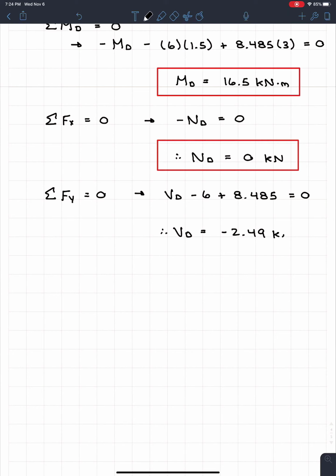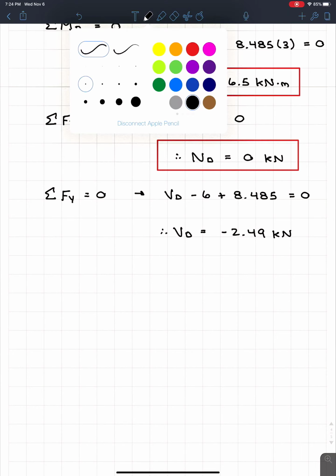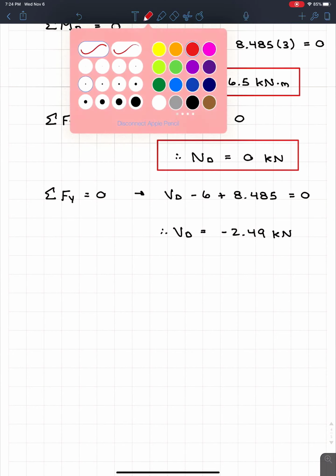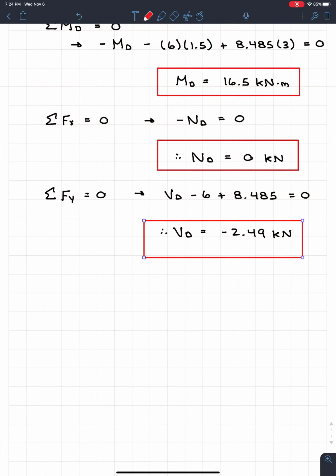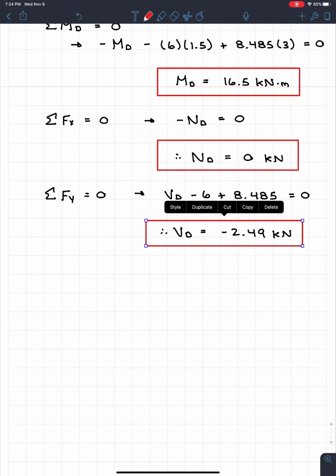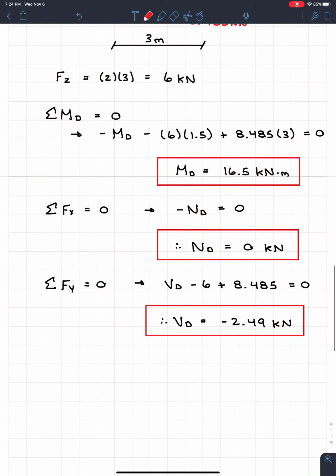kilonewtons. And this is the best example in this case because it's our first negative. So remember, if you guys get a negative, don't change it. Don't put in compression. Don't change anything. Just state your final answer is VD is equal to negative 2.49 kilonewtons. And that's it. There's our internal forces at this point.